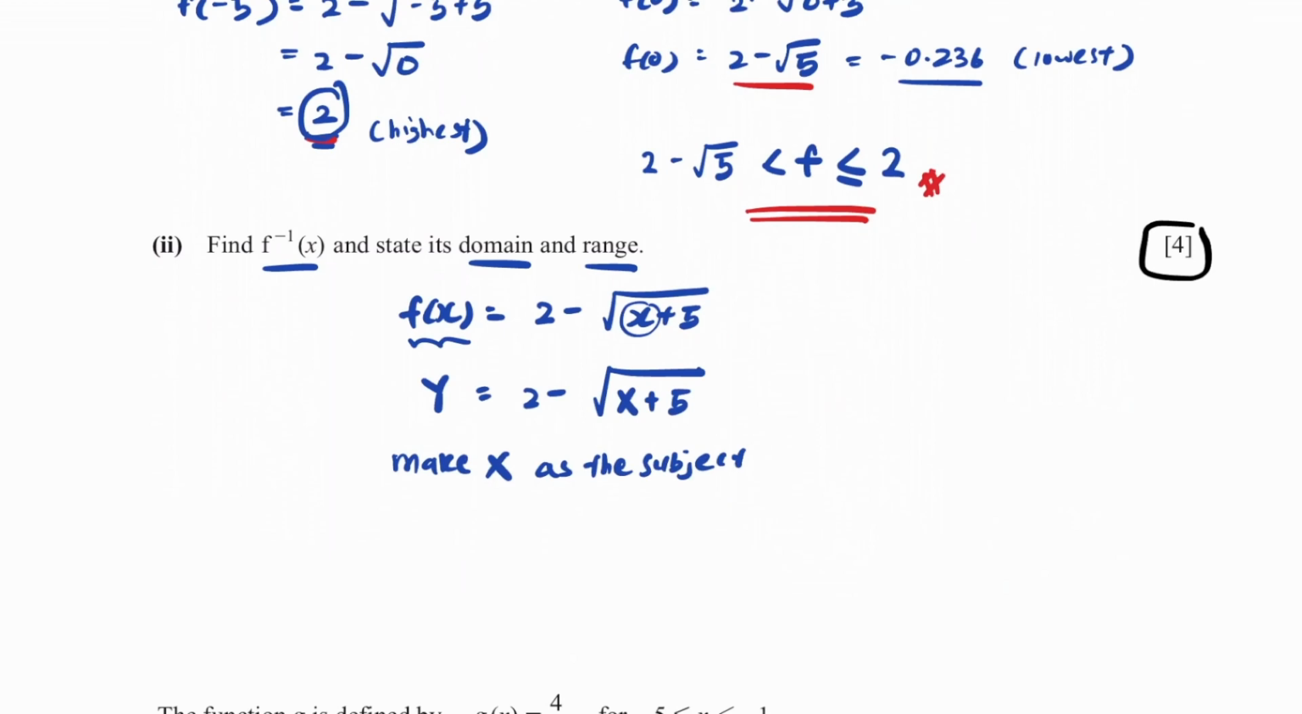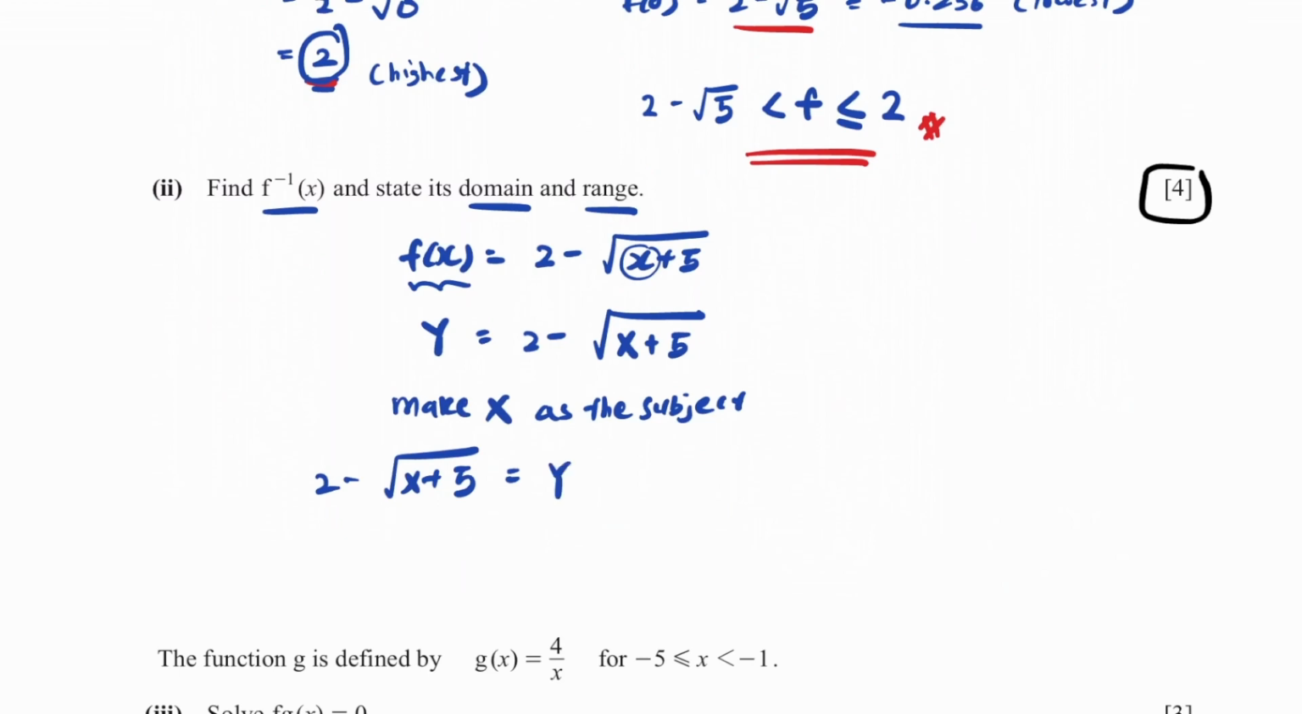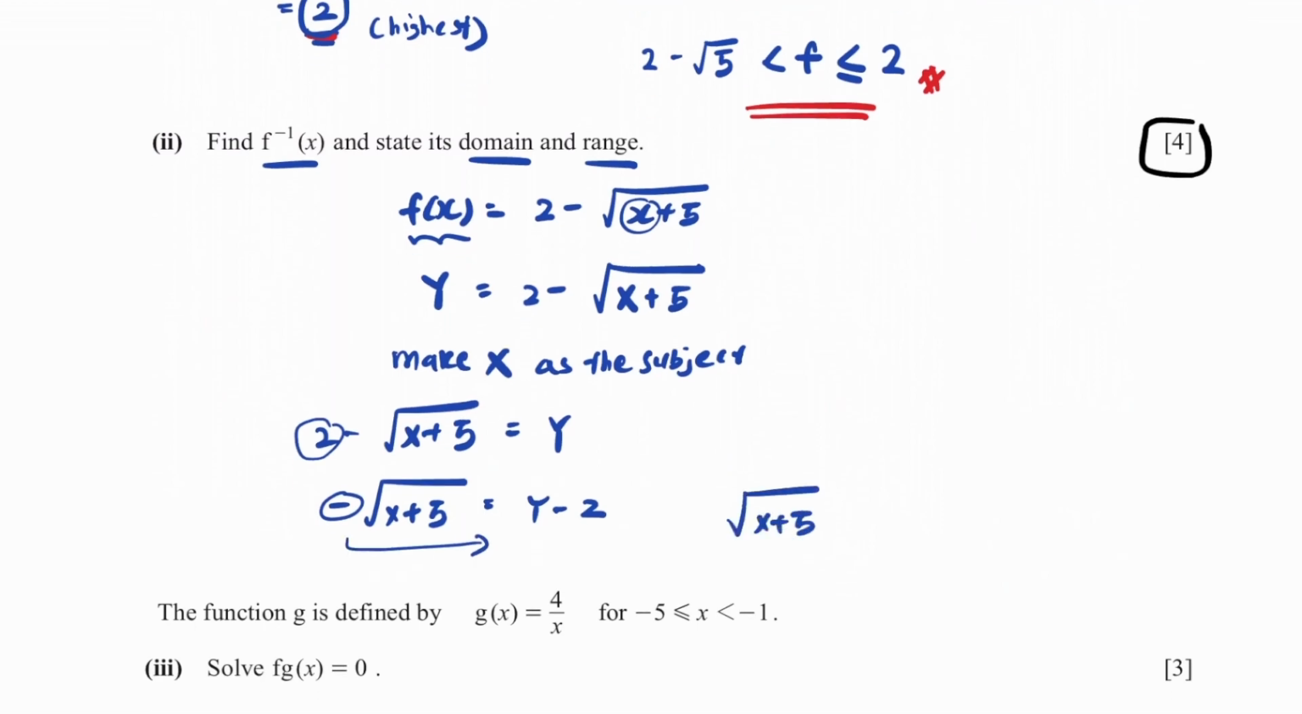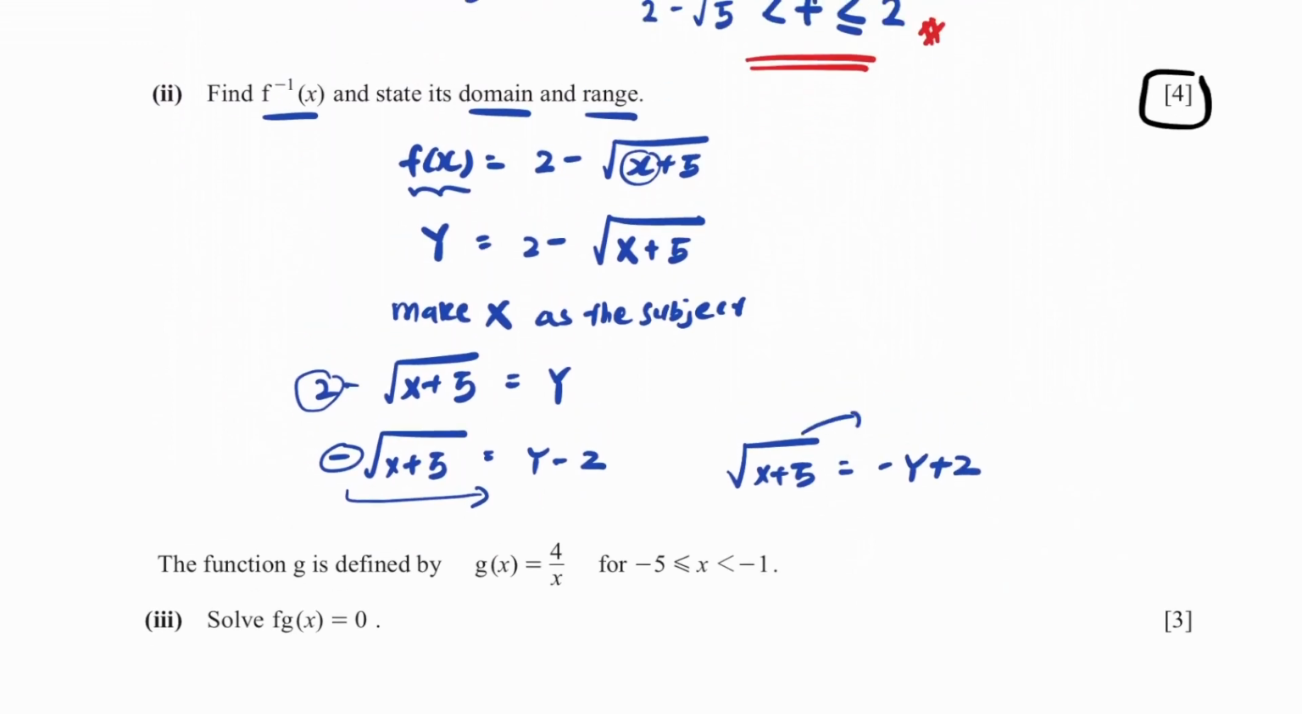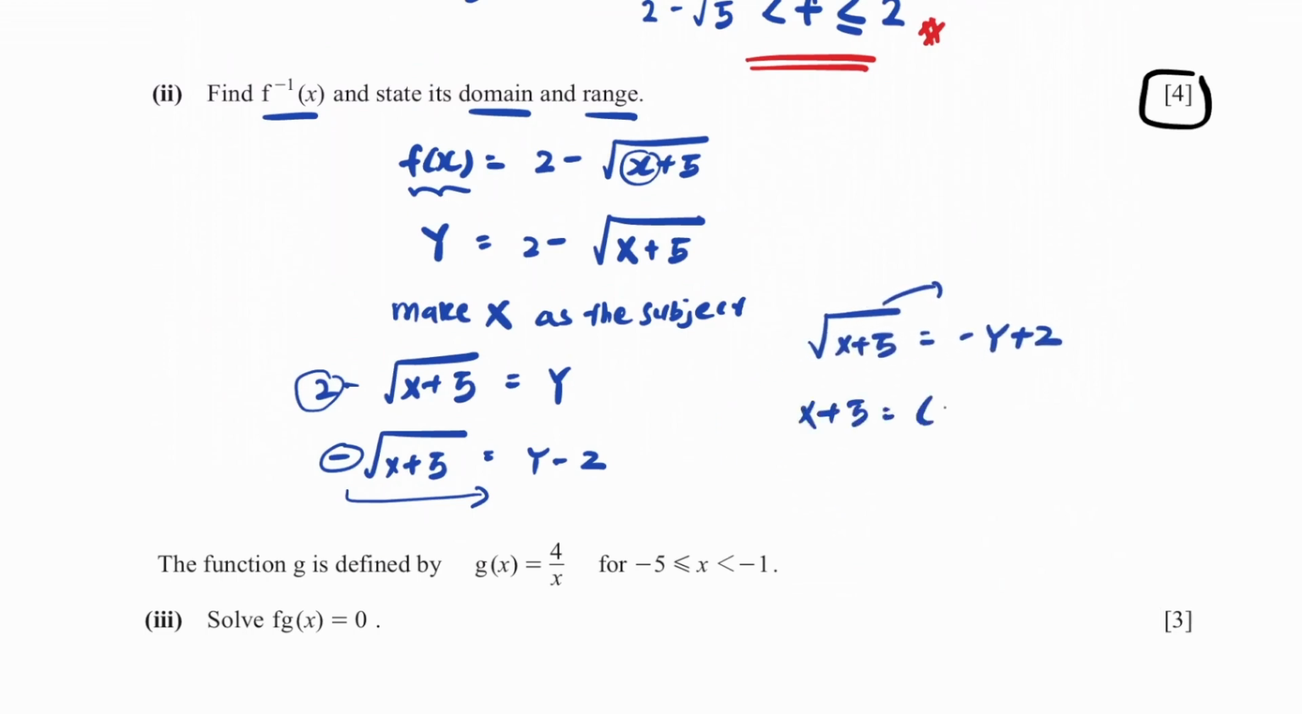So this one requires a bit of working. Let's just make it y equals 2 minus root of (x plus 5). So move the 2 over to the other side, root of (x plus 5) equals 2 minus y. Move the negative sign to the right hand side, it will become root of (x plus 5) equals y minus 2. Remember, you can also move the whole square root to the other side, it becomes (y minus 2) squared. And last but not least, move the plus 5 over to the other side, it becomes minus 5.